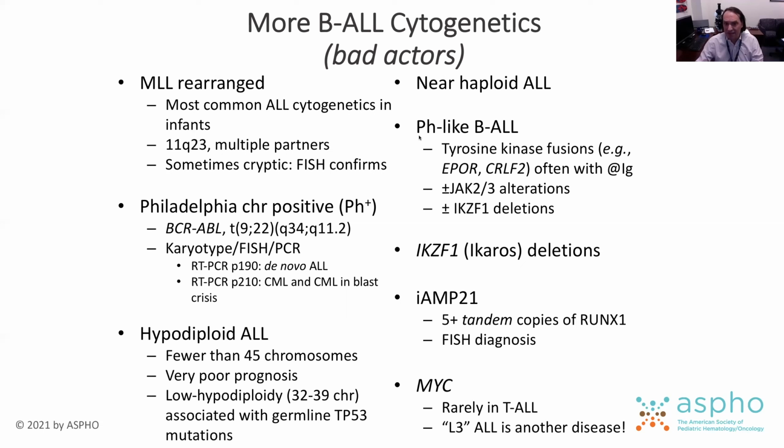Increasingly, we are recognizing a group of B-ALLs that behave in a manner that's very similar to BCR-ABL positive B-ALL. This includes the Philadelphia-like B-ALLs, which typically involve ABL class tyrosine kinases such as the EPO receptor or CRLF2, often translocated to an immunoglobulin enhancer. These often have secondary mutations in the JAK proteins or IKZF1 or Ikaros deletions, which themselves can actually be a separate set of poor prognosis ALL.